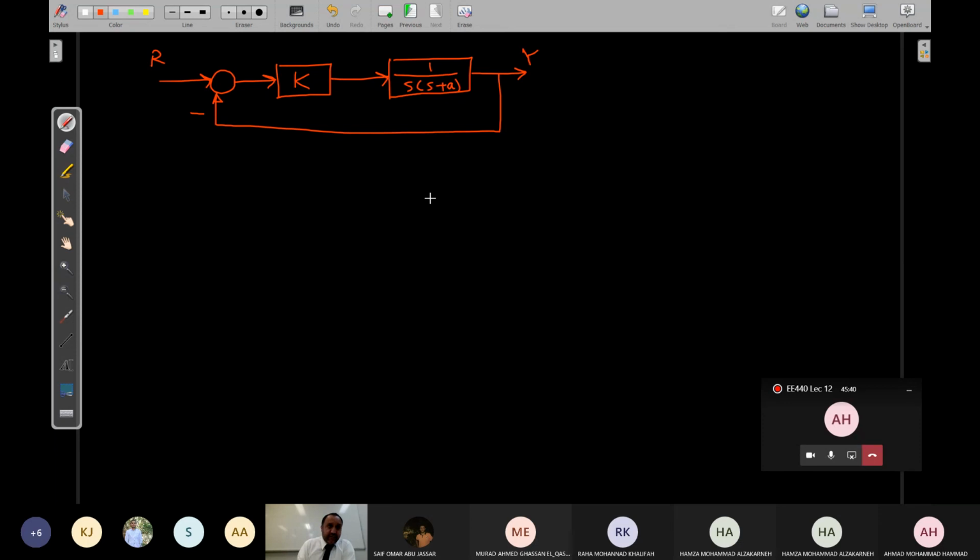And here I need to study or calculate the sensitivity of the closed loop transfer function to changes in a parameter A. And I need to discuss how I can reduce this sensitivity. So calculate S_T with respect to what? To the A. So the first thing, T is equal Y over R, and this one, who can calculate it? To me? K over S squared. So this is actually K over S squared plus S A plus K. Okay.